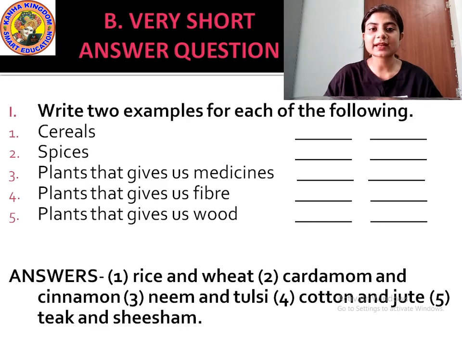I will repeat once again. Example of cereals are rice and wheat. Example of spices are cardamom and cinnamon. Example of plants that gives us medicine is neem and tulsi. Number 4th, plants that give us fiber, it is cotton and jute. Then number 5th one, plants that give us wood, it is teak and sesame. Okay.